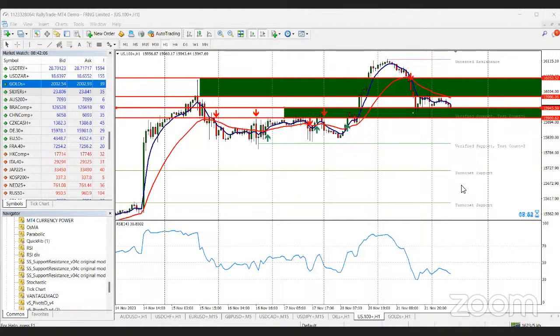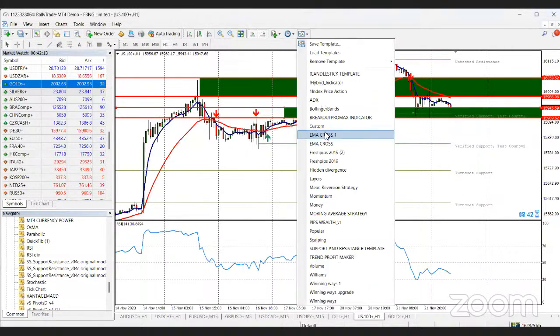Okay, so let's look at US 100 for our scalpers. Do I have scalpers in the house? Let me hear you. Do you have scalpers in the house?